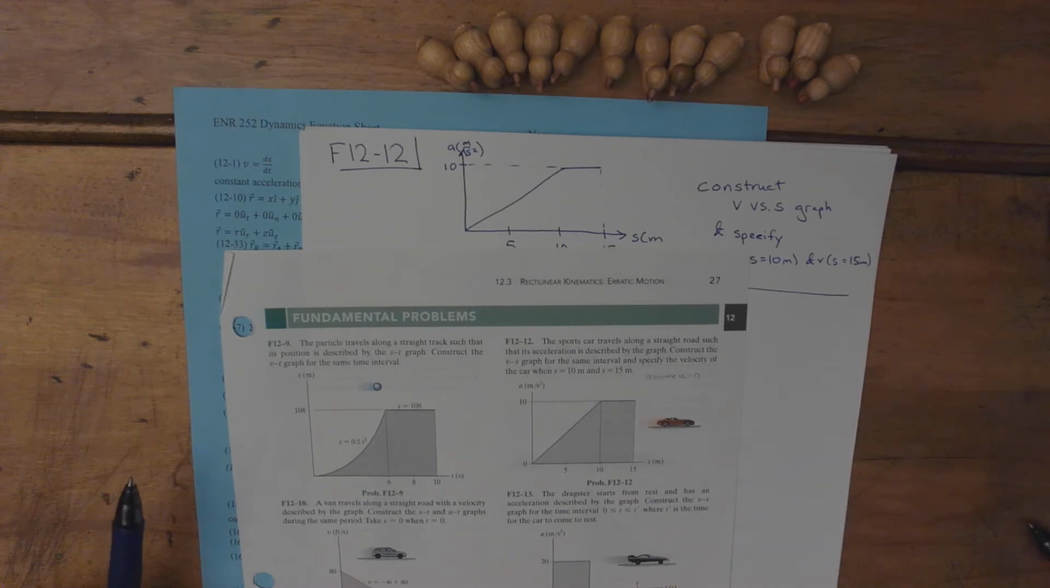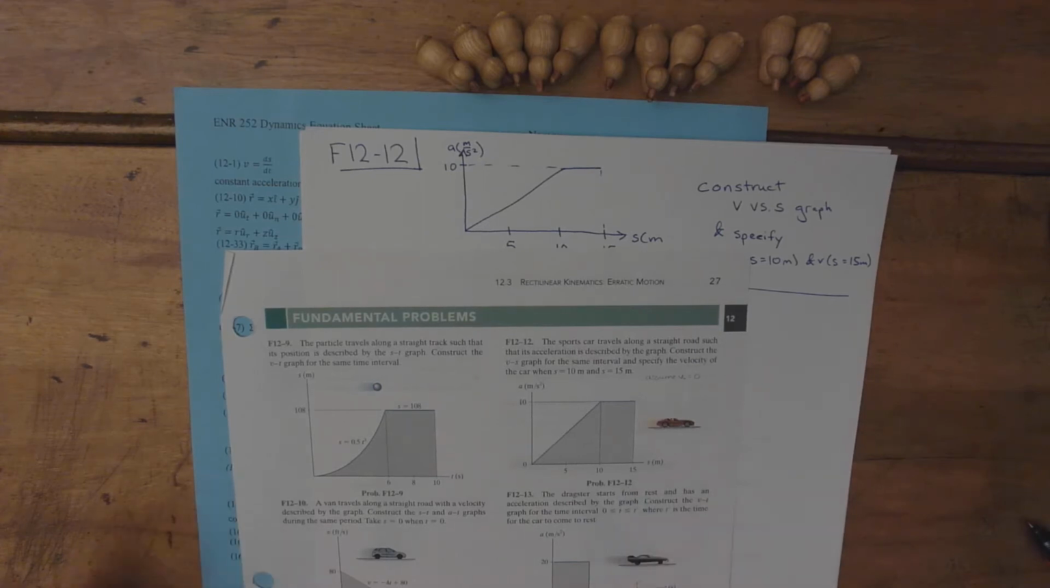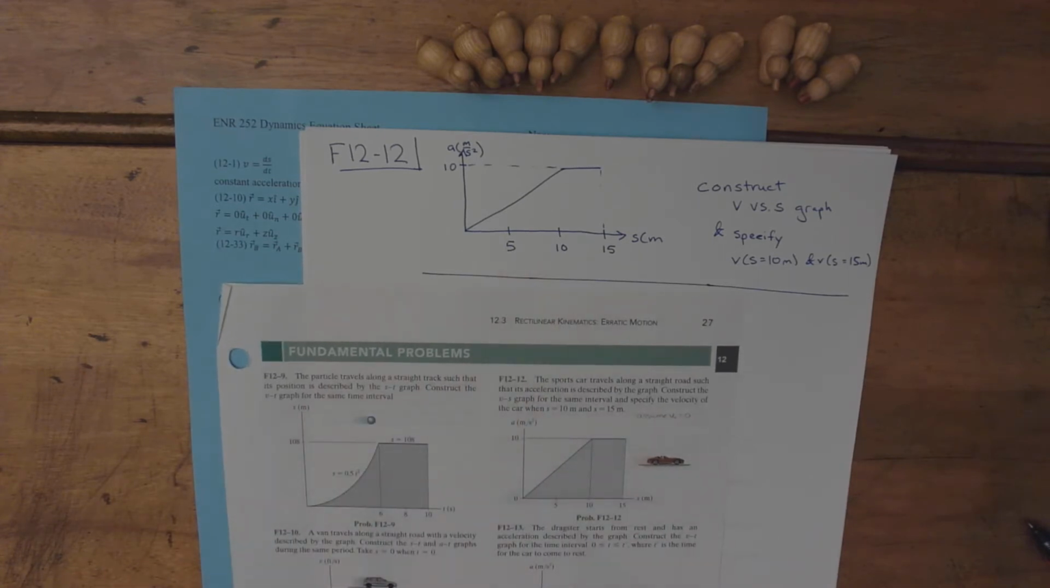This is fundamental problem 12-12. The sports car travels along a straight road such that its acceleration is described by the graph. Construct the velocity versus position graph for the same time interval and specify the velocity of the car when s is equal to 10 meters and when s is equal to 15 meters. So we have the acceleration versus position graph here.